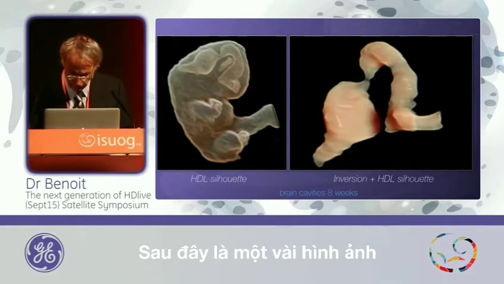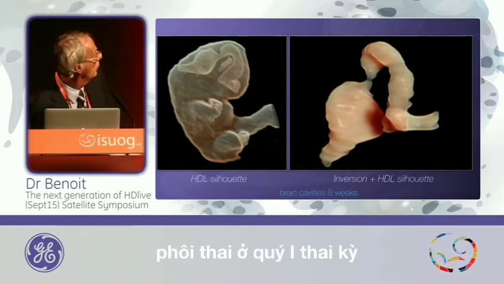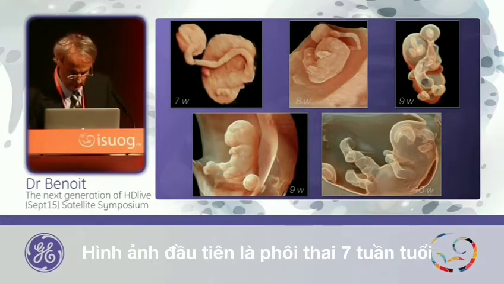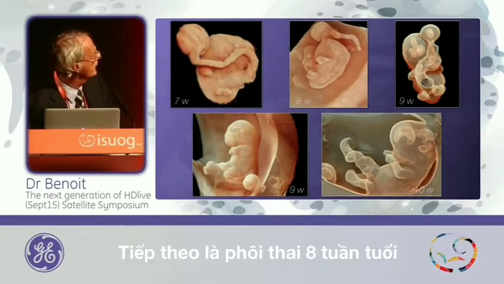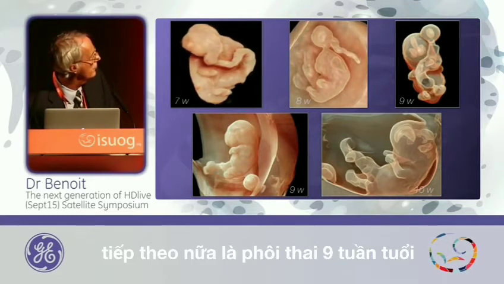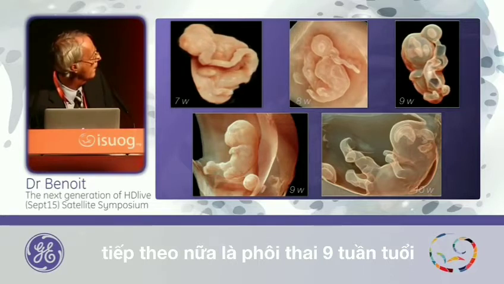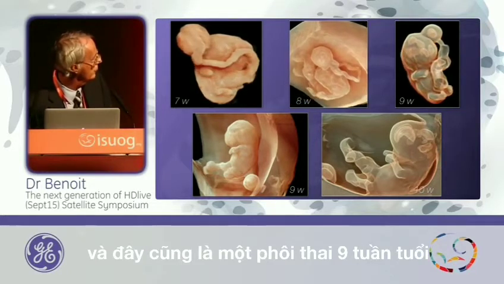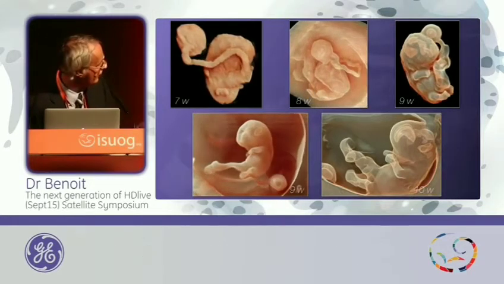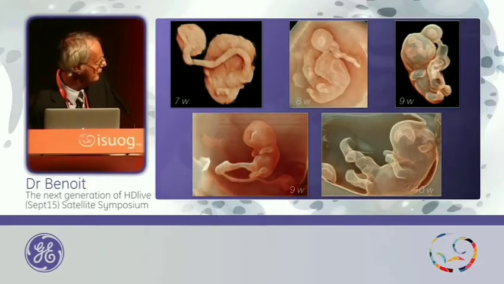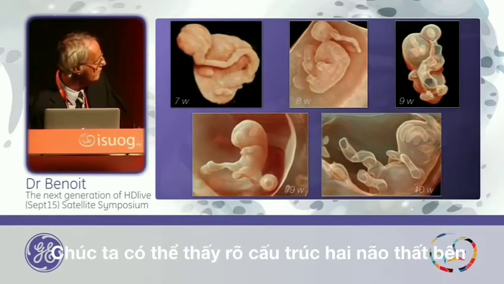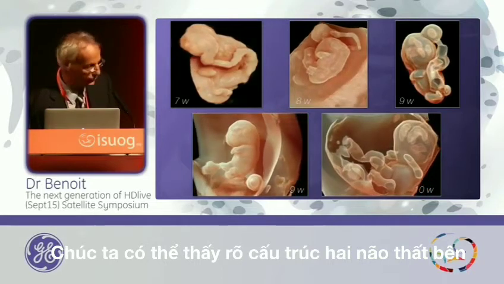Now some example in the first trimester of the pregnancy. With the first one at 7 weeks of pregnancy, 8 weeks of pregnancy, 9 weeks, and this one with 9 weeks of pregnancy, we can clearly see the vitelline duct connected to the umbilical cord, and this one of 10 weeks of pregnancy, where we can really recognize the two lateral ventricles here.